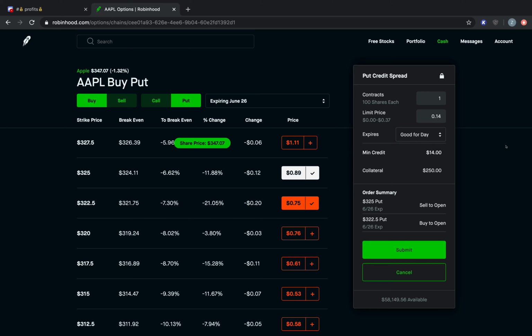And yeah, usually when I make like 90 to 95% of my max gain, I usually just close the position just because I don't want some surprise volatility sneaking up on me and potentially costing me the entire trade.